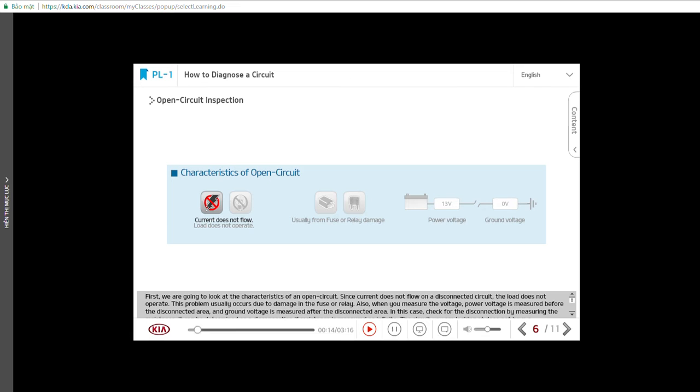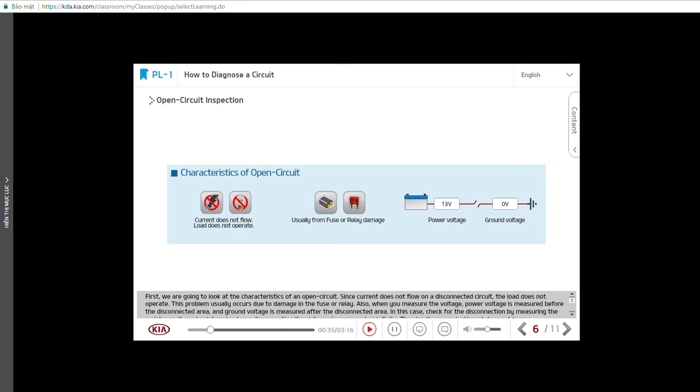First, we are going to look at the characteristics of an open circuit. Since current does not flow on a disconnected circuit, the load does not operate. This problem usually occurs due to damage in the fuse or relay.